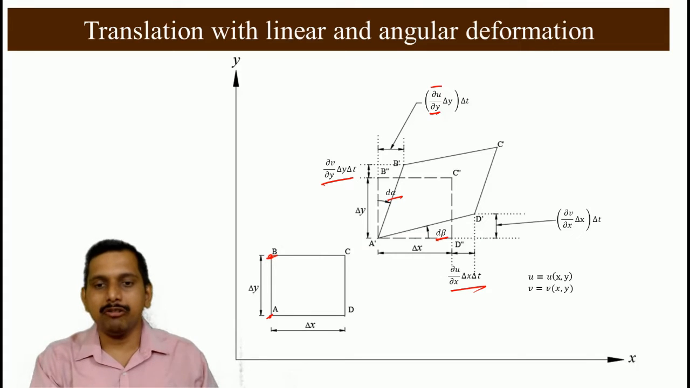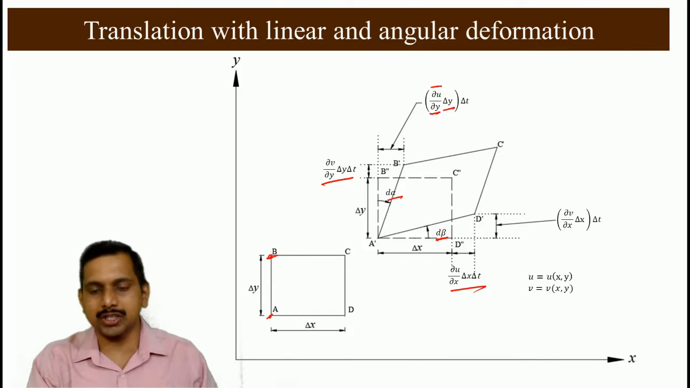So instead of staying at B double dash, it has gone to B dash. So this distance is dou u by dou y, how u changes with y, into delta y. Delta y is this distance. So that is this linear distance.